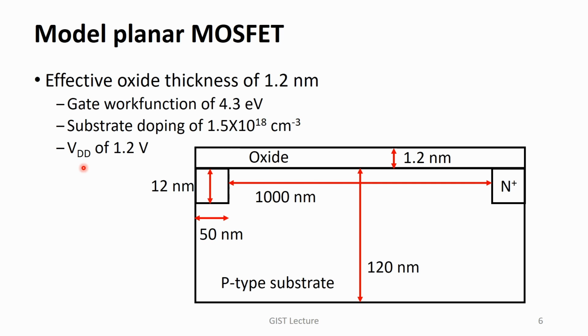The source and drain regions have junction depths of 12 nanometer. The constant N-type doping density is 10 to the 20 per cubic centimeter. The silicon substrate is 120 nanometer thick. For this long channel device, the gate length is 1 micrometer. Later, we will reduce the gate length to generate a short channel device.